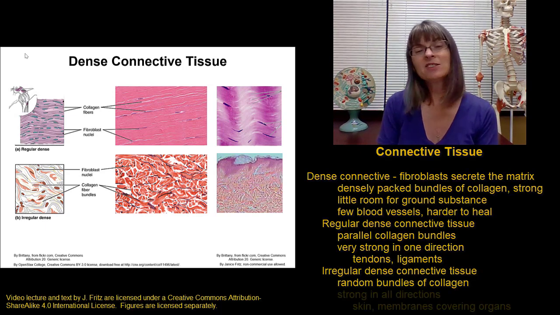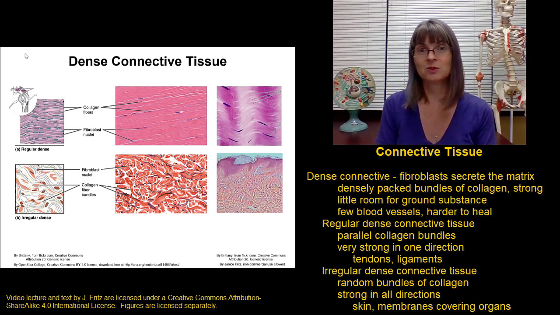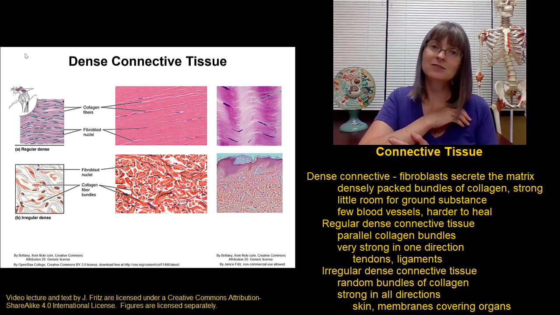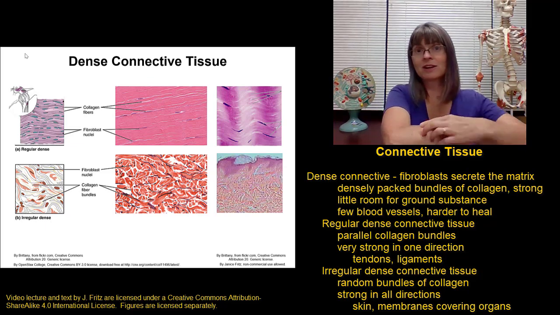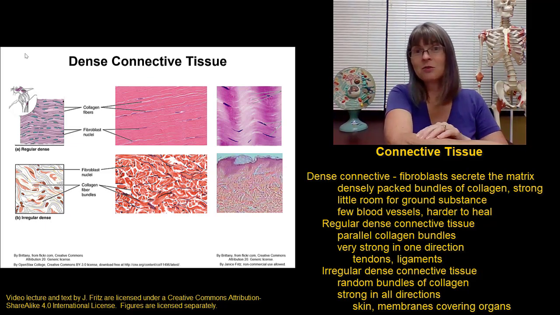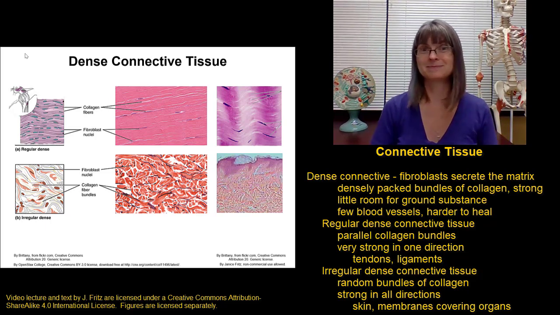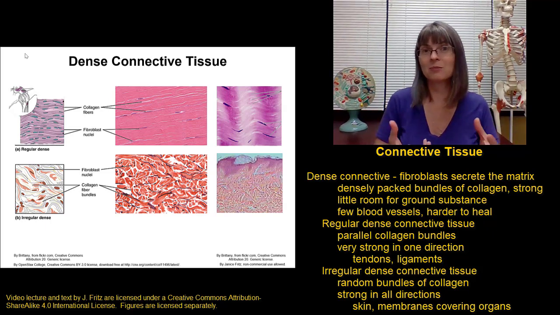In areas of the body that are going to need strength in a lot of different directions, we find the irregular dense connective tissue. There's a layer of irregular dense connective tissue under the epidermis of the skin. That provides a lot of strength in a different direction so that my skin doesn't tear easily no matter which way I pull or push at it. We also find this sort of connective tissue around a lot of organs, forming a fibrous capsule that gives them a layer of strength around the outside.